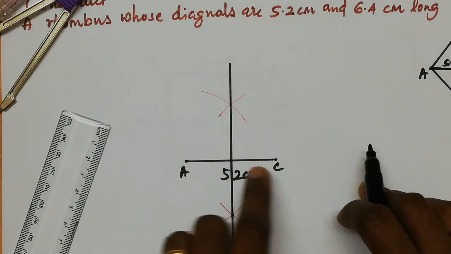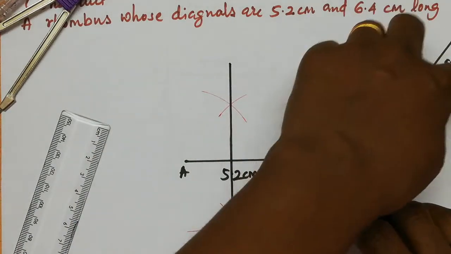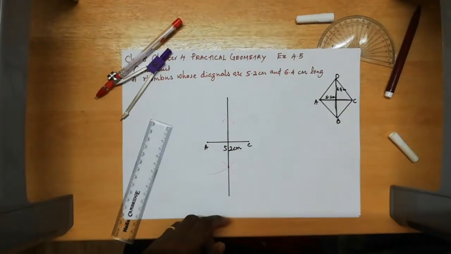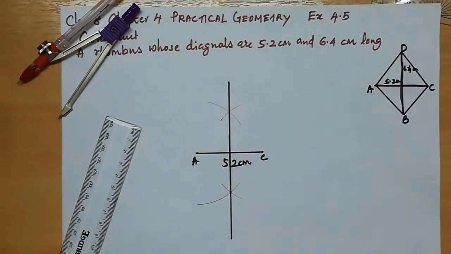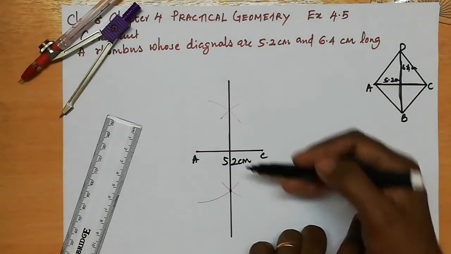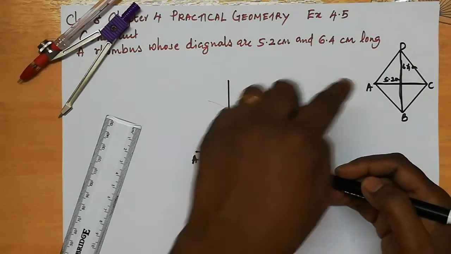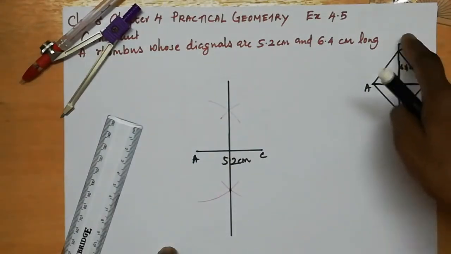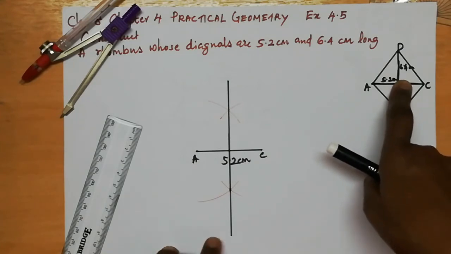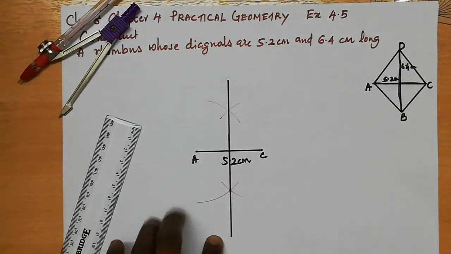Bisect means equally divided. AC is equally divided. Now this diagonal BD is also equally divided. AC is equally divided at this point. Now we can find BD. BD means how many centimeters? That is 6.4 centimeter. This point divides the 6.4 centimeter equally.